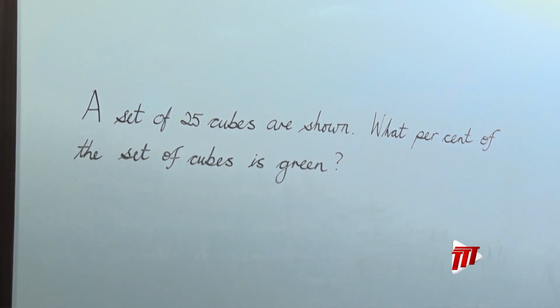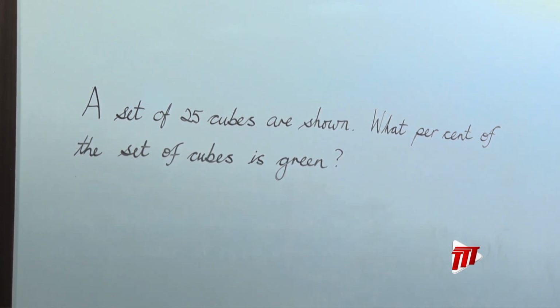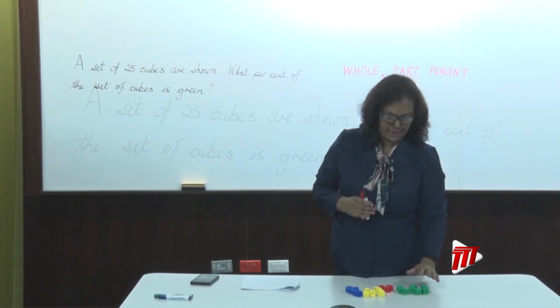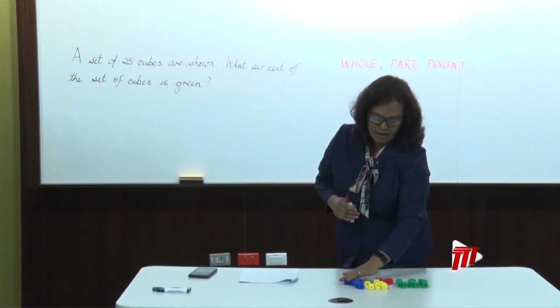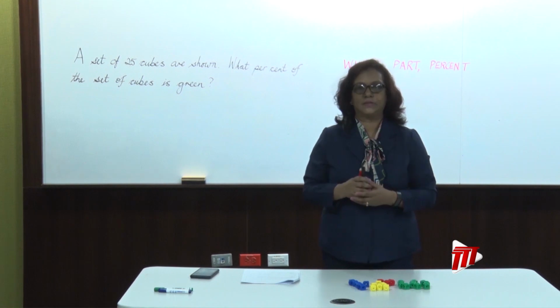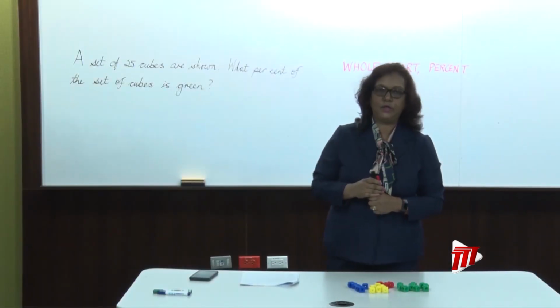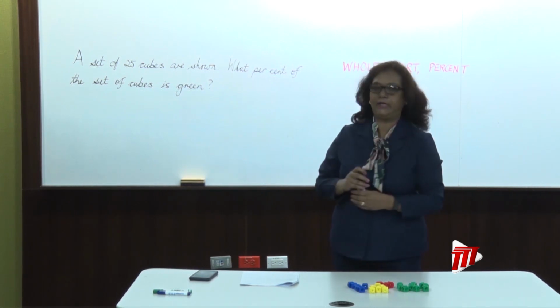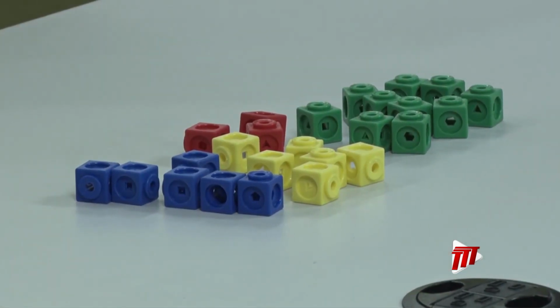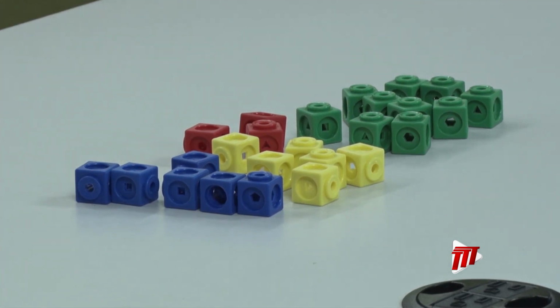So I'm just going to demonstrate this with some actual cubes. I'm going to use my Lincoln cubes. And on the table, I have my 25 cubes, and they are 4 different colors. Now I want to know what percent of the cubes is green. So I want you to remember what we said in the first problem. Whenever we have a problem with percent and we have to do calculations, we should identify what is the whole, what is the part, and then we work the percent.